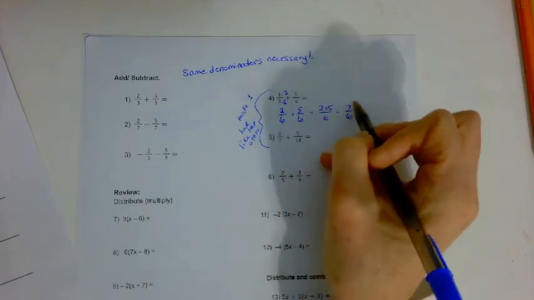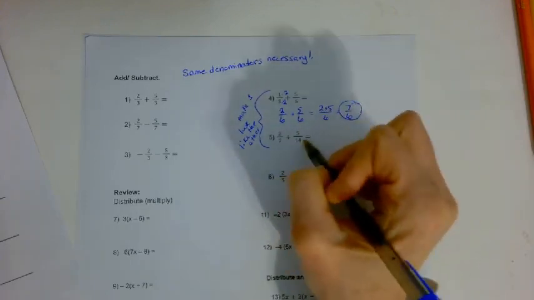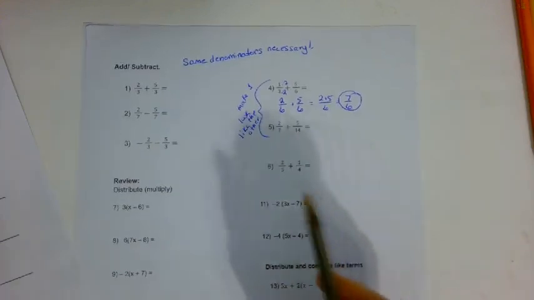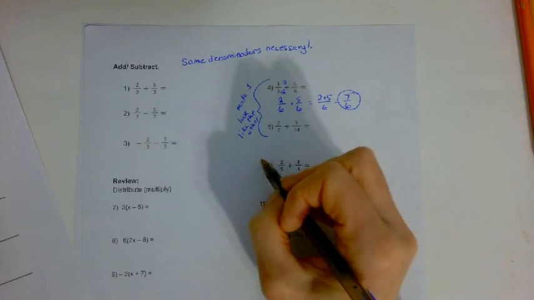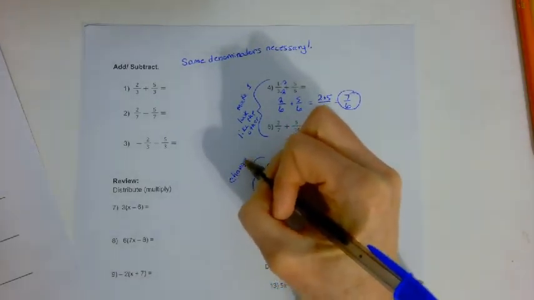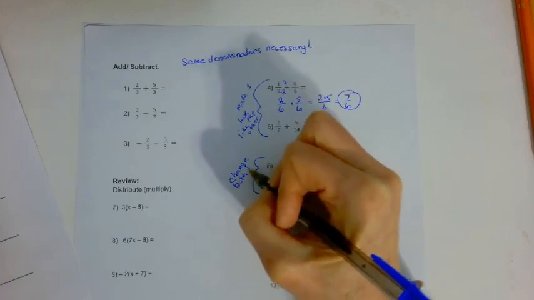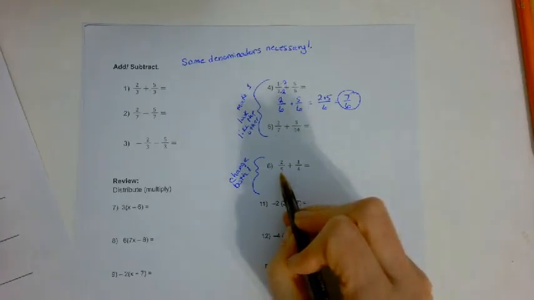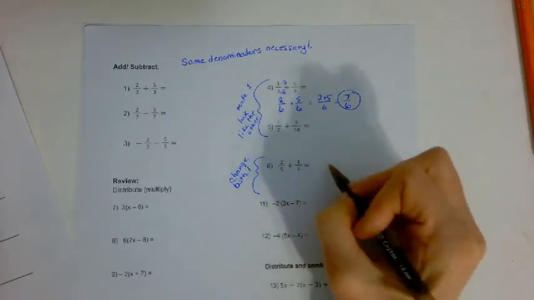So you're going to try this one. You can make that 7 look like a 14. And then number 6, you have to change both fractions. Change both denominators. Change both, because you can't make a 5 look like a 4, and you can't make a 4 look like a 5. So you have to rewrite these so that they both have the same denominator.